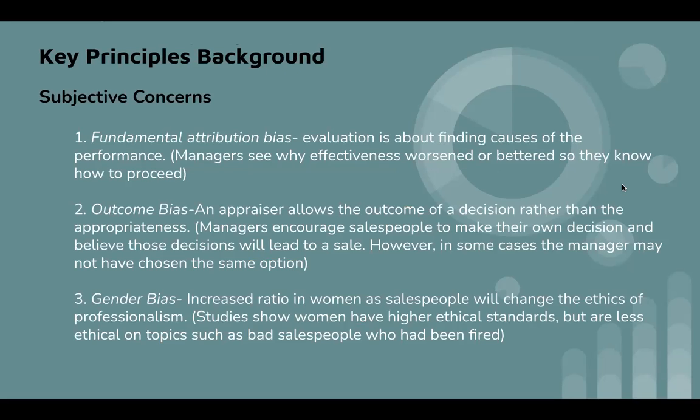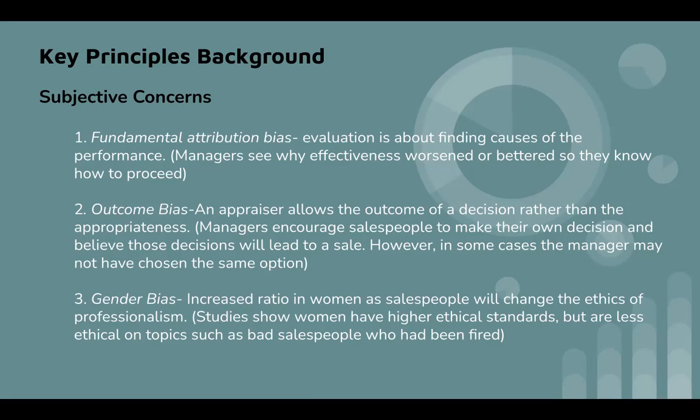Next, we're going to cover the subjective concerns. The first one's going to be fundamental attribution bias, and this is where the evaluation is about finding causes of the performance. For example, managers see why effectiveness worsened or bettered, so they know how to proceed.